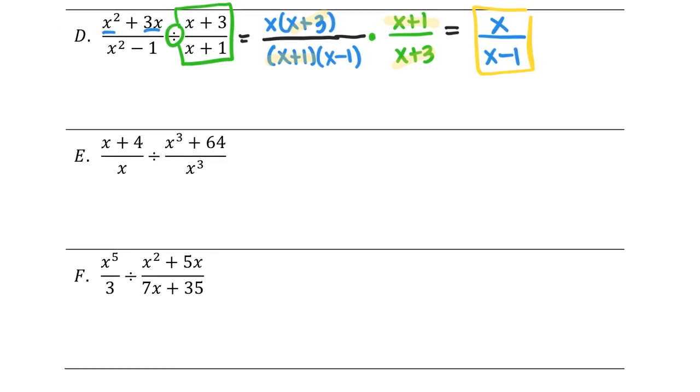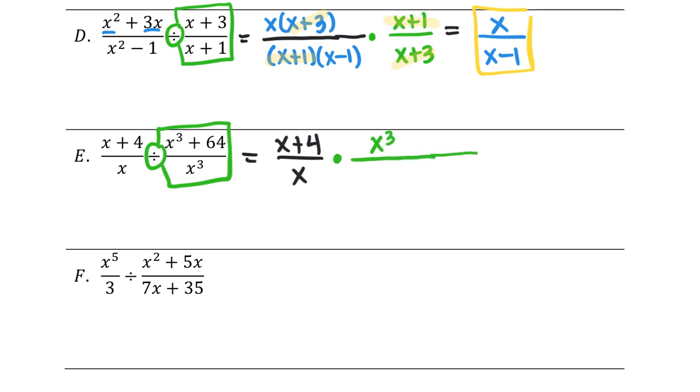Okay, let's look at E. First fraction. X plus 4 looks good. X looks good. Since I am dividing, I want to change it to multiplication, but then I need to do the reciprocal of this fraction. So now the x to the third is at the top. The x to the third plus 64 is in the denominator, but I'm going to factor that. That is a sum of cubes. So that's x cubed plus 4 cubed. So it's going to be x plus 4. Then what do I have? X squared, there should be a minus sign next. If I do x times 4, I get 4x. If I do 4 times 4, I get 16.